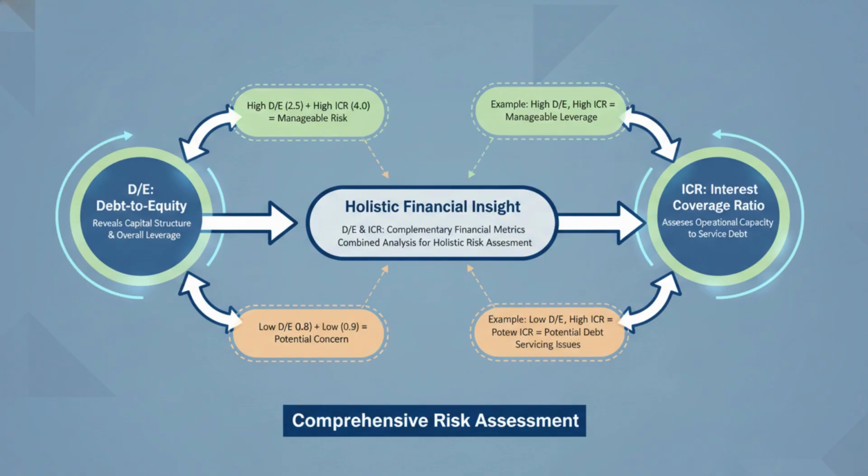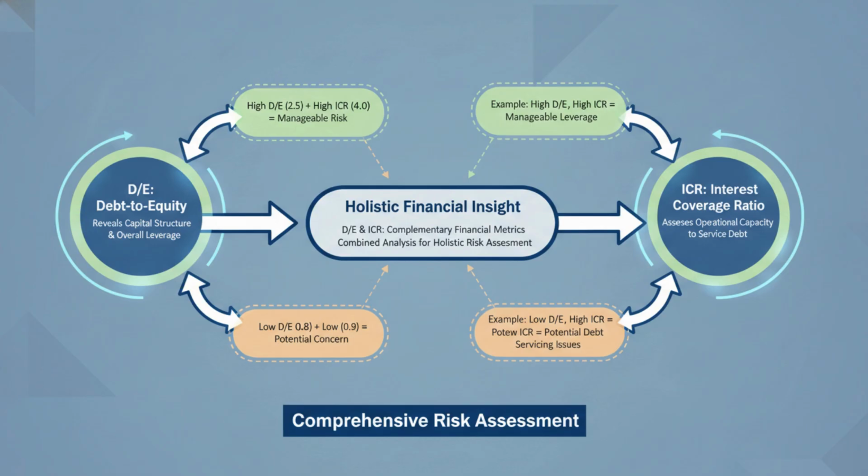While both the debt-to-equity and interest coverage ratios are powerful on their own, their true strength lies in their combined analysis. They complement each other, offering a holistic and nuanced view of a company's financial health. The DE ratio reveals the fundamental structure of a company's financing, how much debt it's carrying overall. The ICR, on the other hand, tells us about its operational capability to manage that debt burden on an ongoing basis.